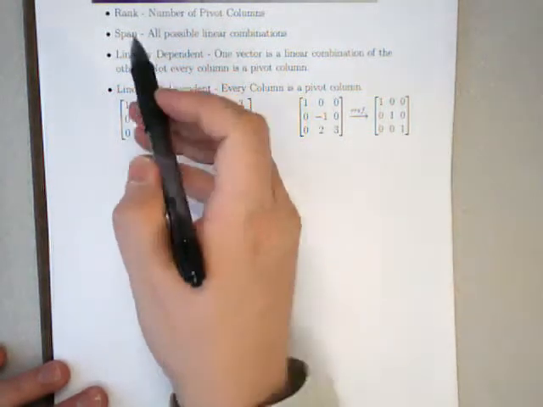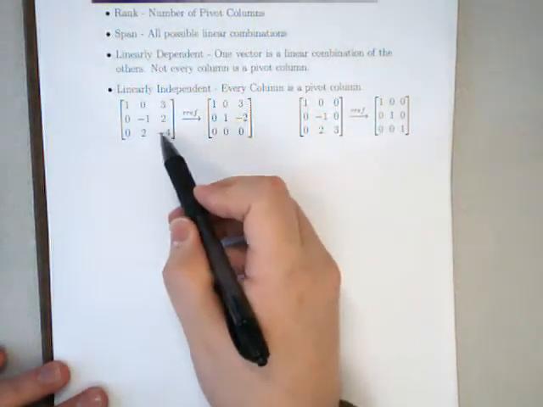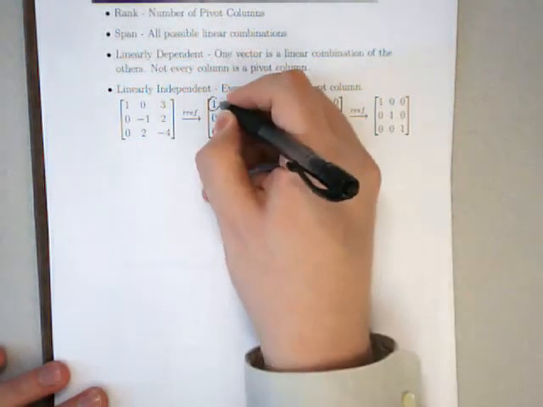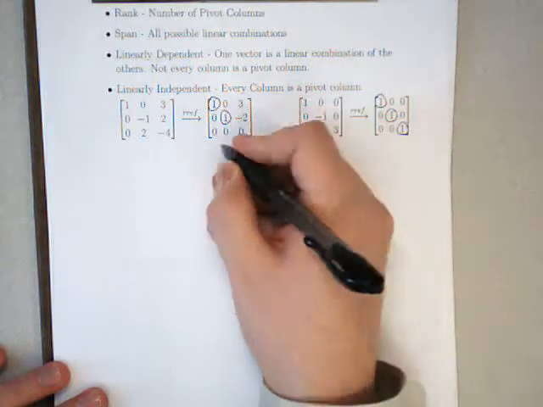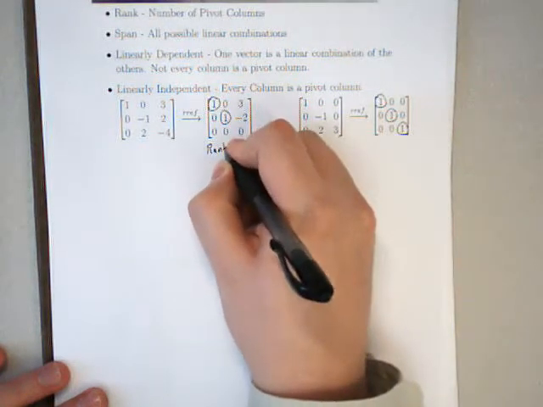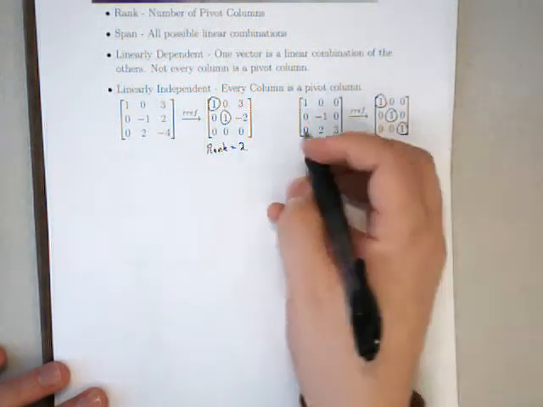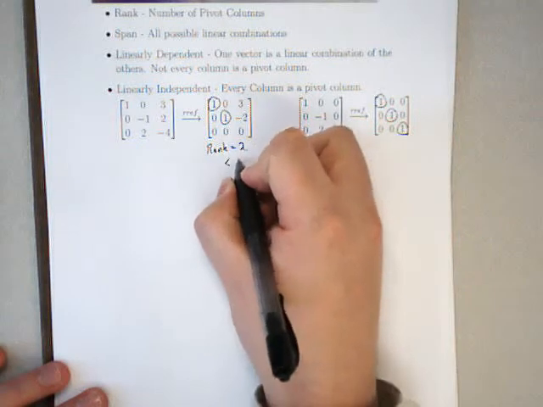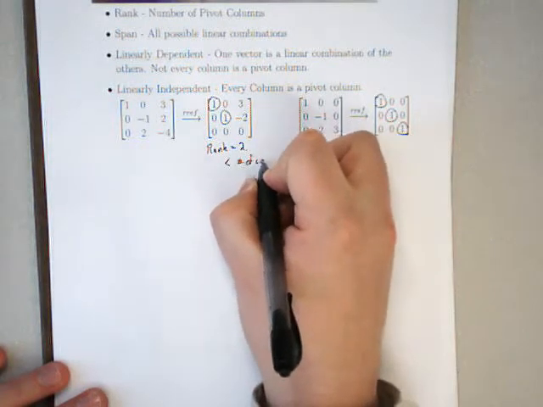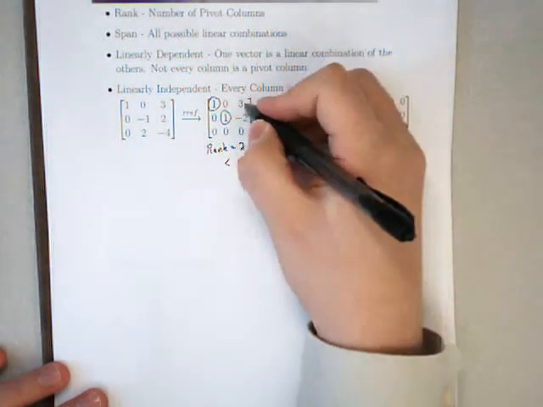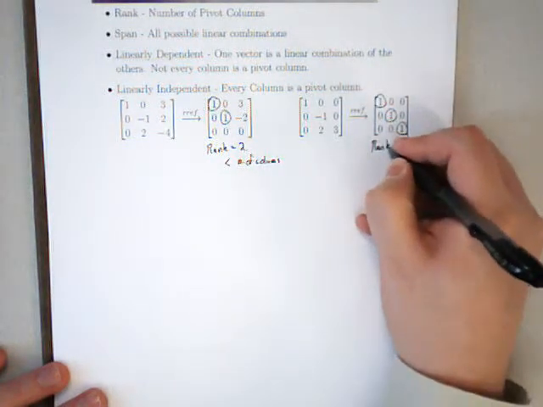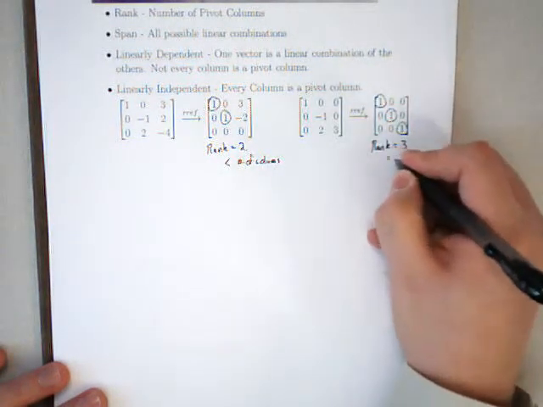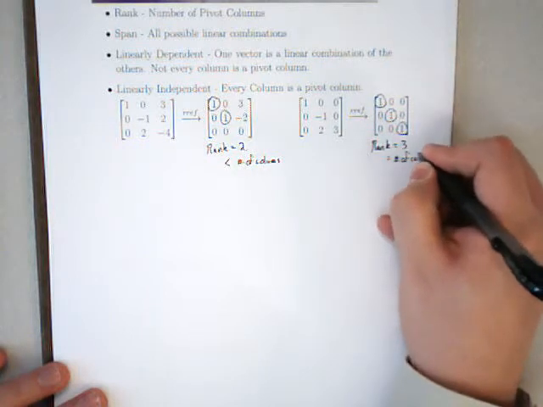When you look at a matrix, the rank is the number of pivot columns. So I've already reduced both matrices, and notice that the number of pivots, I'll circle it in each. Here the number of pivots is 2, so here we say the rank equals 2. Notice that the rank is less than the number of columns. One of the columns, this column right here, is not a pivot column, but over here the rank is 3, which is the number of columns.